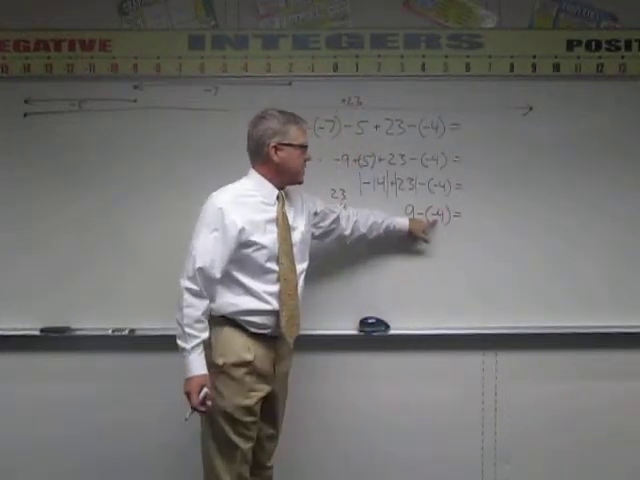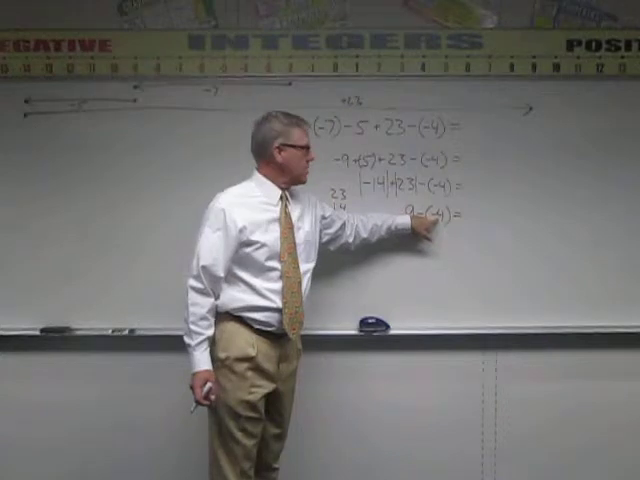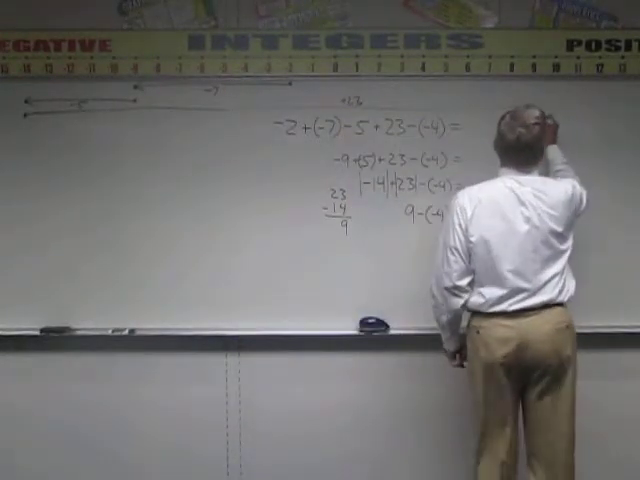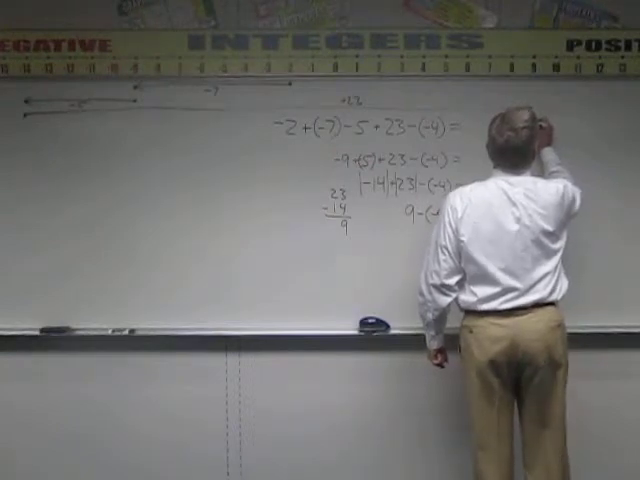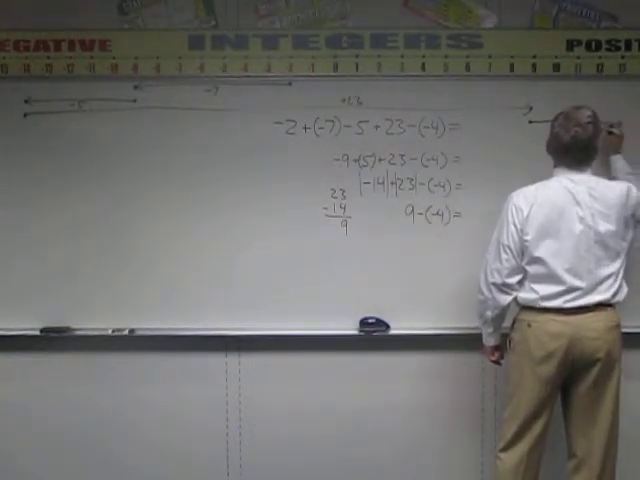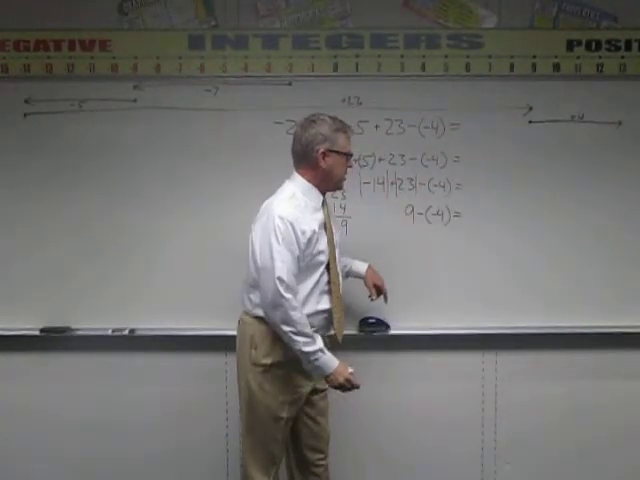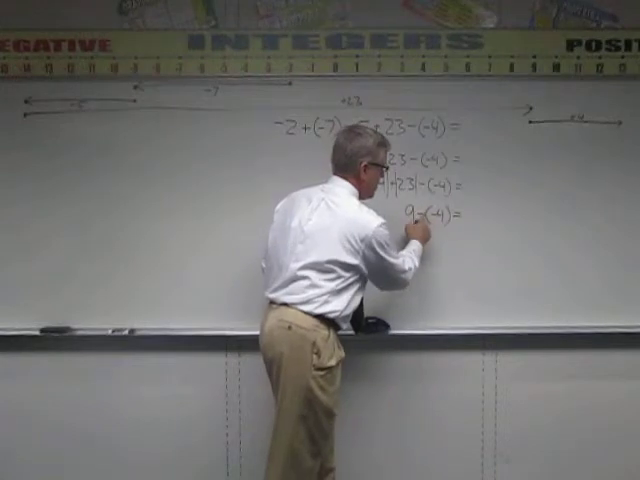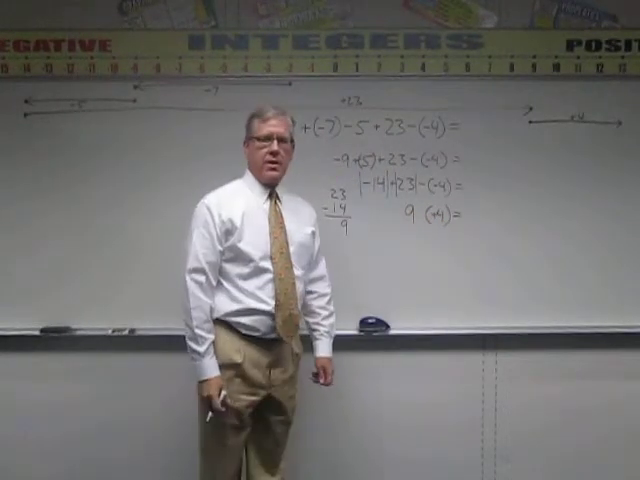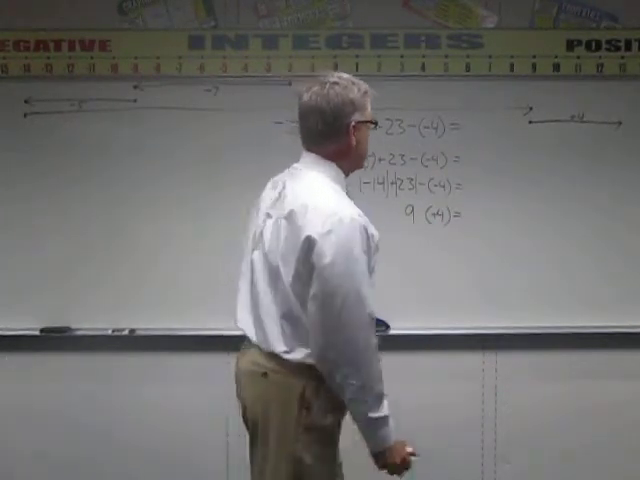But since we're doing the opposite, 9 minus negative 4, we're going to do the opposite. So we're going to add 9 plus 4. We're going to start here. 1, 2, 3, 4. All right? Another way to do that, take this away and do that. It's just as easy, okay? So now we've got an answer of 13.